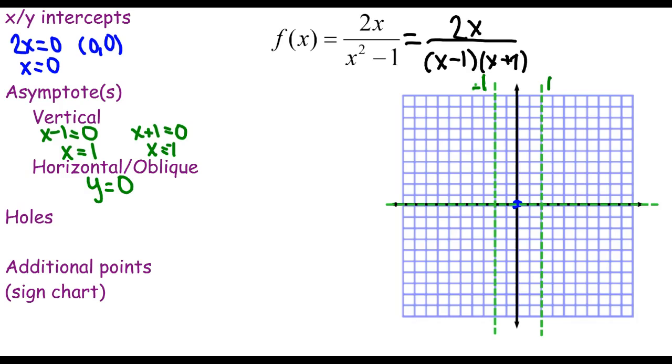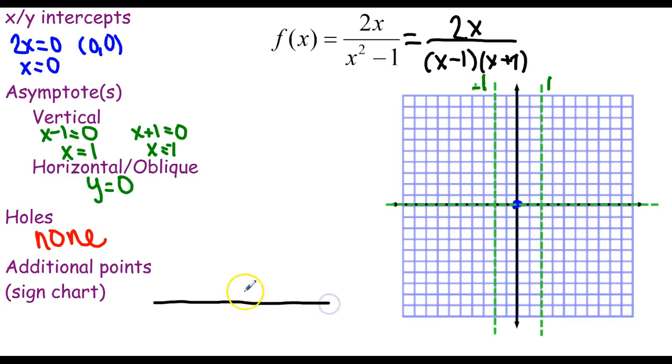Next, I want to look at any holes that we might have. If I look at our function, we didn't have anything that canceled out, so we don't have any holes on this graph. I'm just going to write none. Now I'm going to go down and create my sign chart.